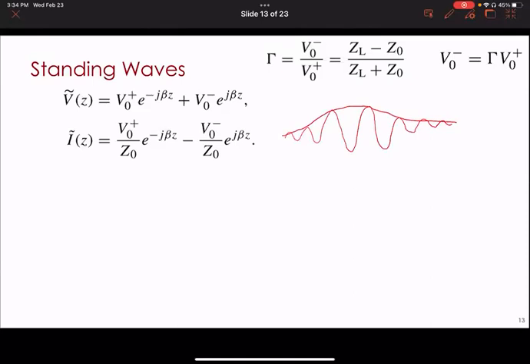So what we're interested in is this interference pattern between the incident and reflected waves, because in some places, the two waves traveling in two different directions add constructively and create an overall voltage that's bigger than the original one was. Or they add destructively and they cancel each other out. And so you're left with a lower voltage than what you would expect if there was only an incident wave.